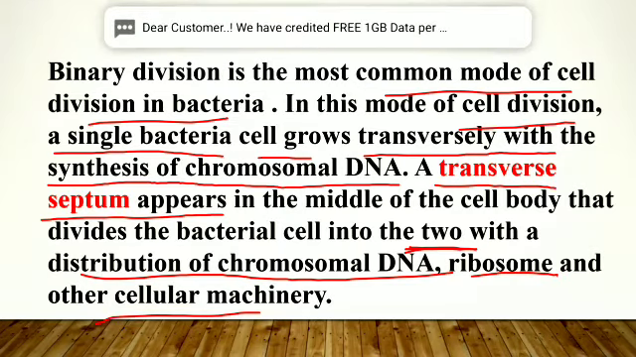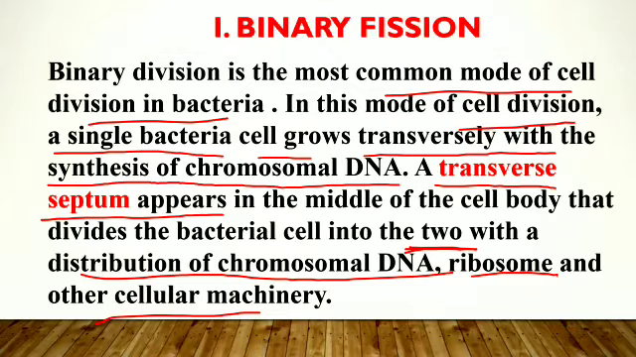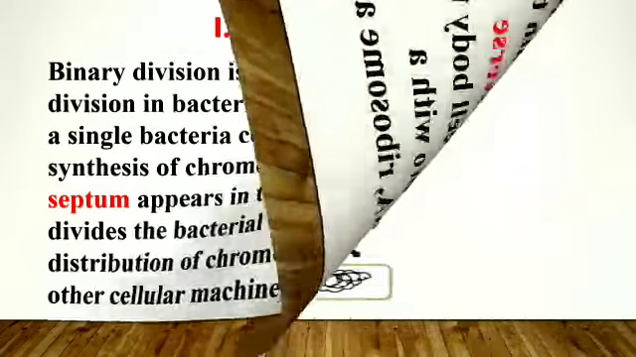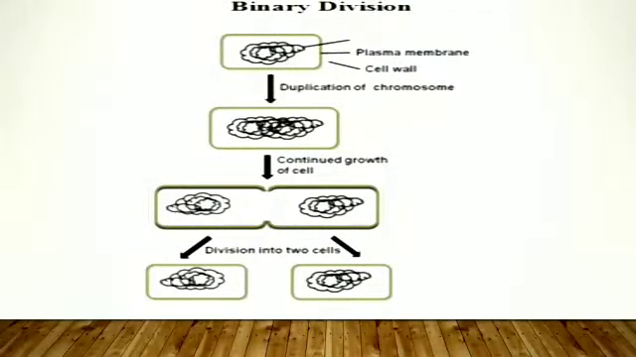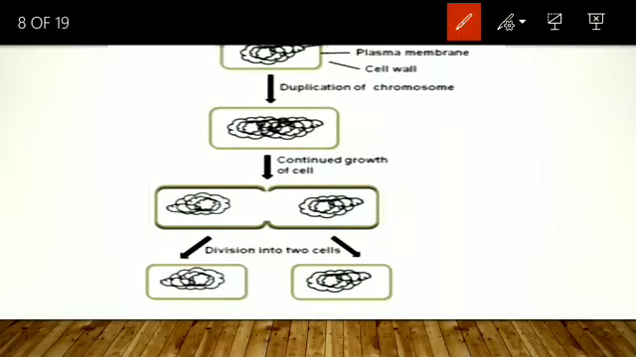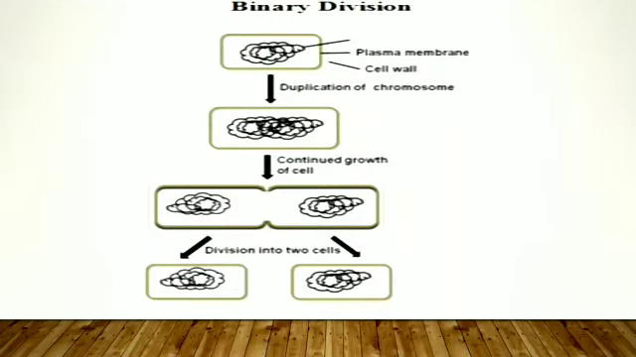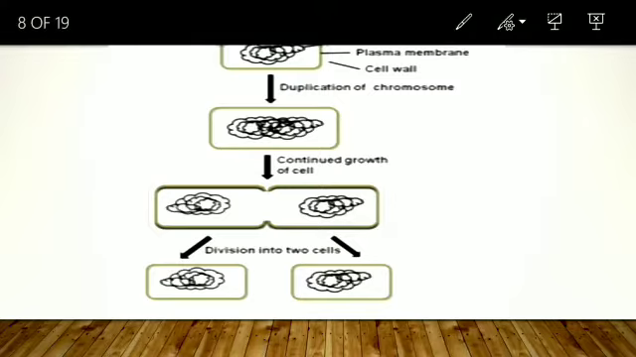Let us see how it happens with the help of a diagram. This is what is called binary division. In binary division, what happened? This is a bacterial cell. Inside the bacterial cell, you can see the DNA present, and around the bacteria there is a cell wall and a plasma membrane. And let us see what will happen here.